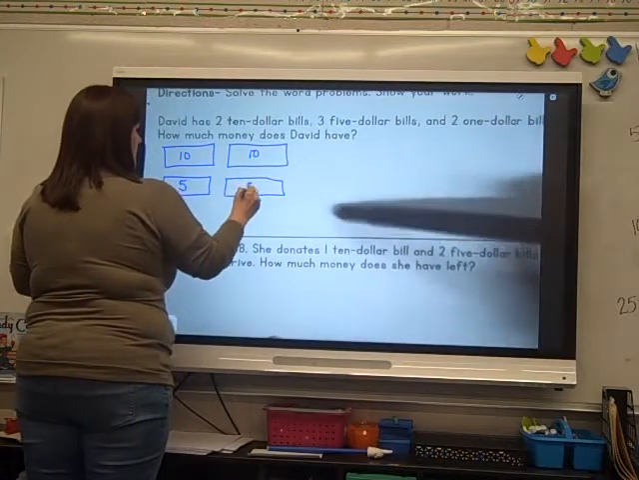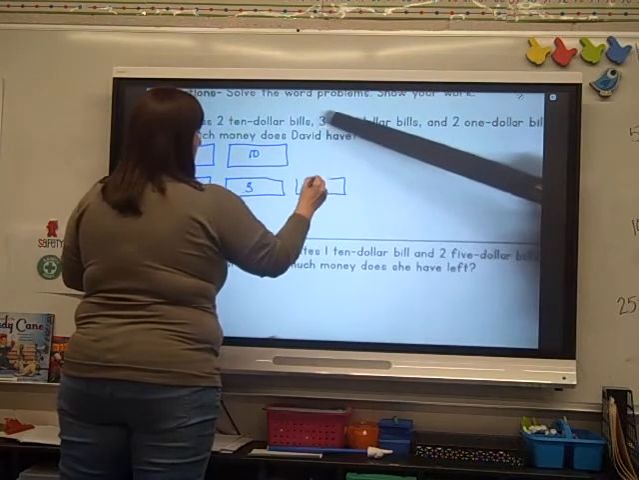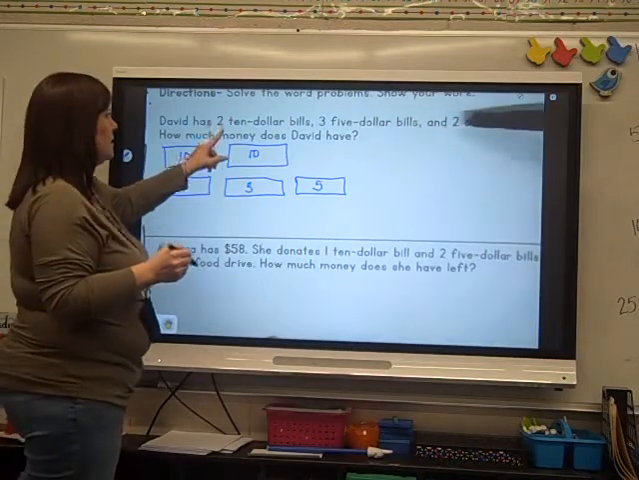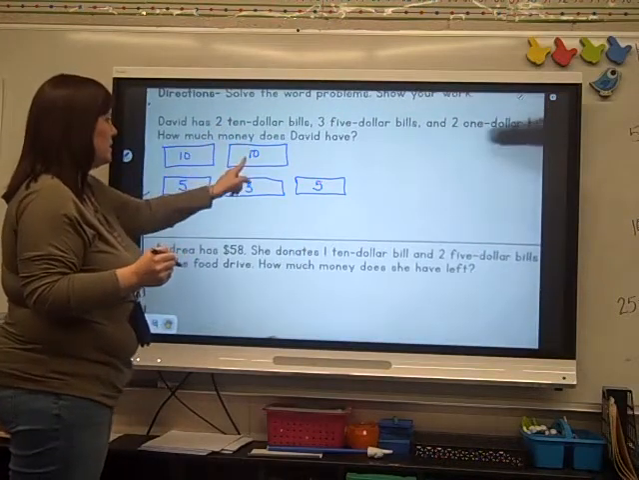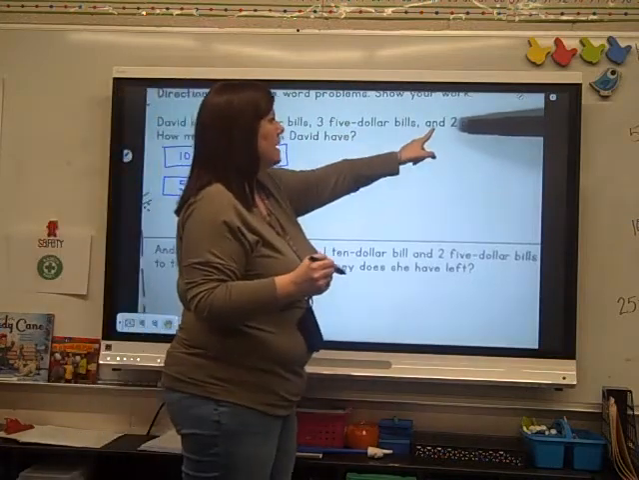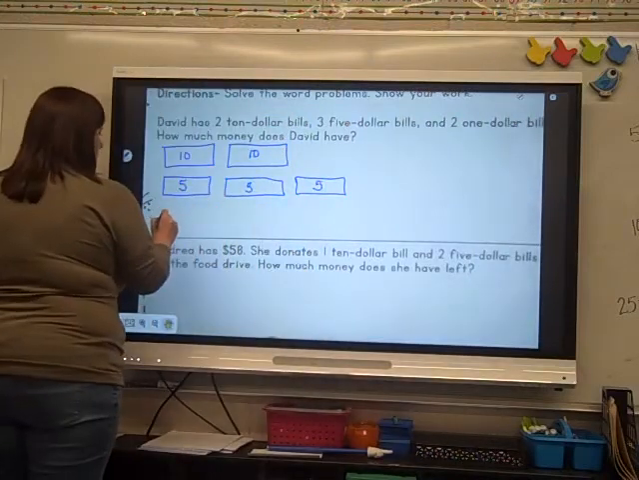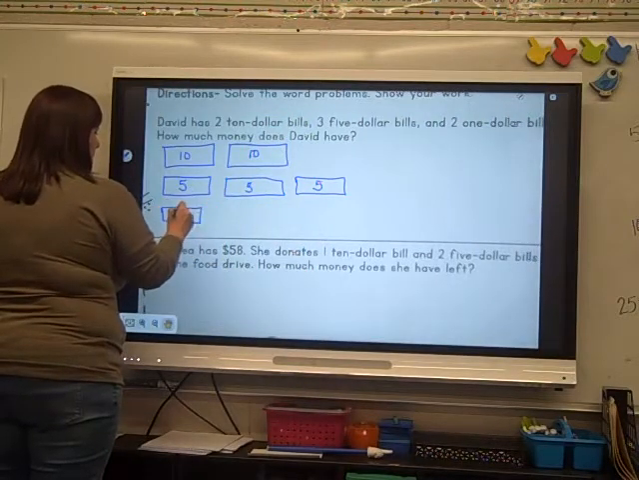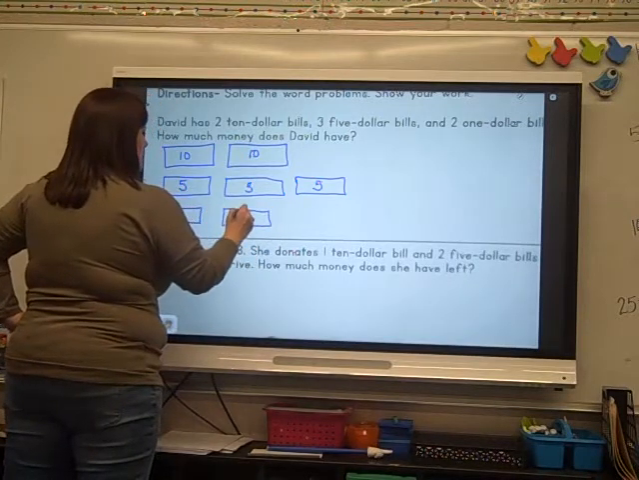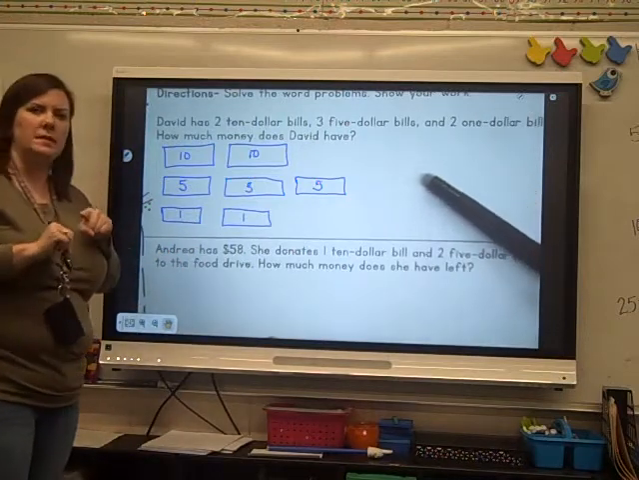Look, that one kind of got a little wonky, did it, guys? Sorry. And then, all right, so he had 3 $5 bills. See, 2 $10 bills. There's 1, 2. 3 $5 bills. 1, 2, 3. And then it says, and 2 $1 bills. So I gotta come down here. That one's a $1 bill. That one's a $1 bill. All right. So how much money does David have?